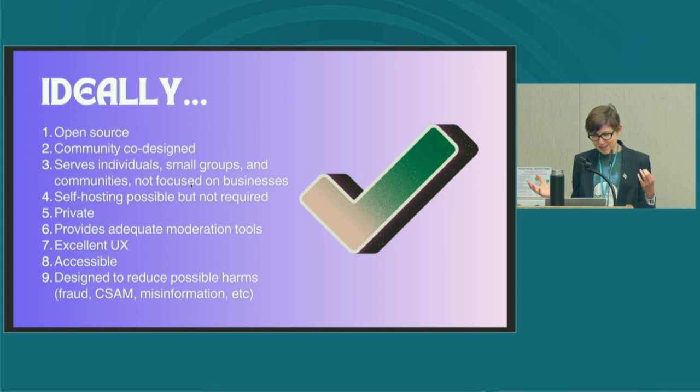So we want to be able to serve individual small groups and communities rather than just businesses. Someone mentioned Matrix, and there's a lot in this space where the business model can be for your groups and communities, but it's business focused. That is great, but it maybe limits the types of products that can exist in this space in open source. We want it to be possible to self-host, but not required.